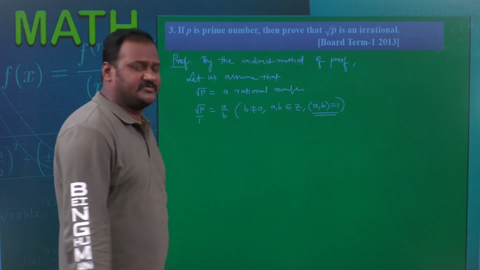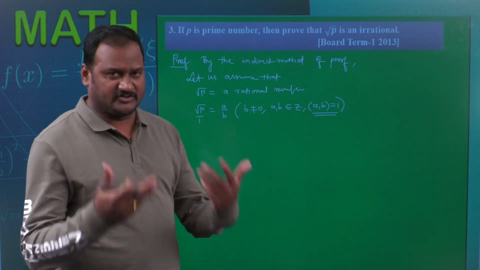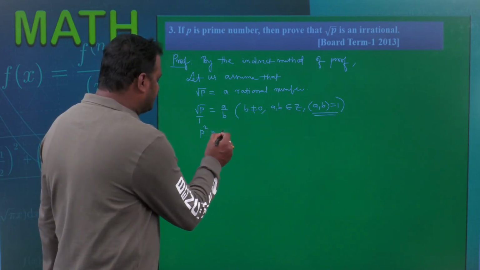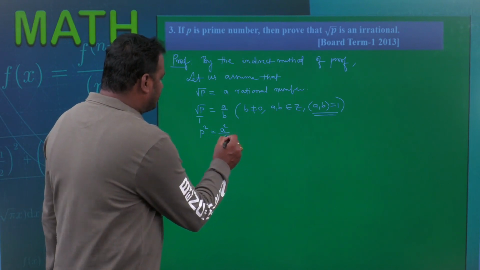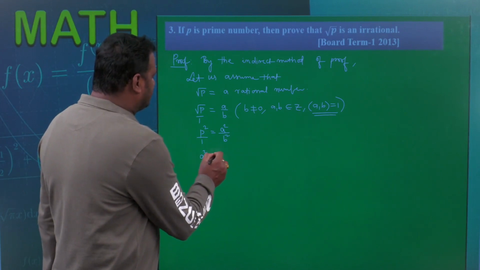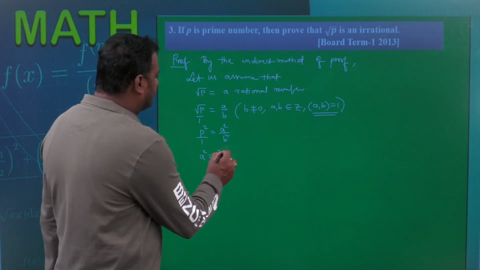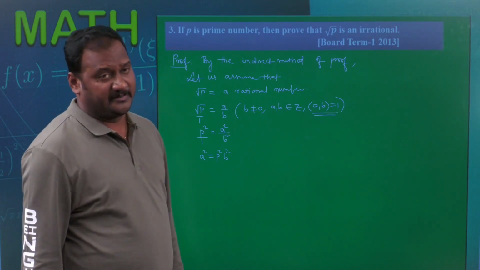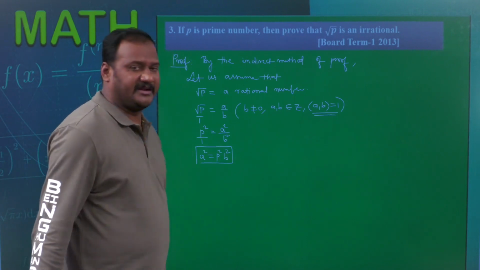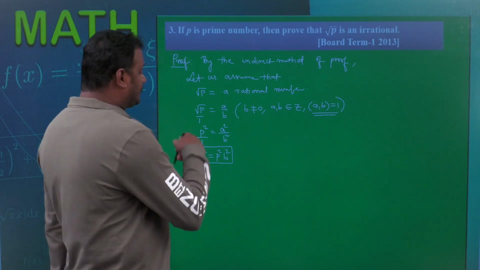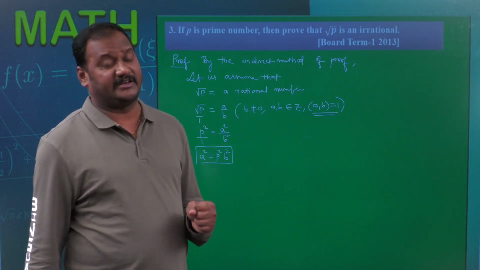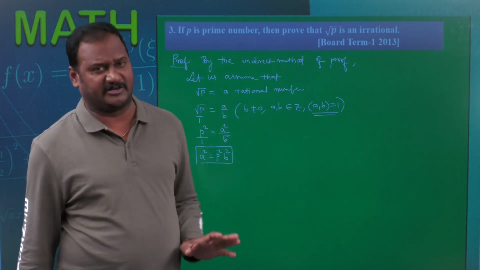How do we simplify this? Since we have a square root, you will have to square it on both the sides. So when you square both sides, you get p is equal to a square by b square. Then a square is equal to p into b square. What do you mean by this, a square is equal to p b square? It means a square is a multiple of p.